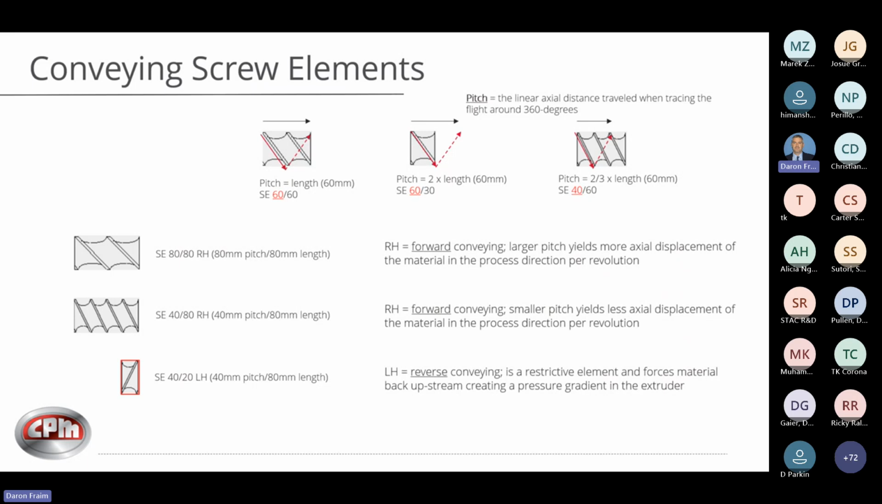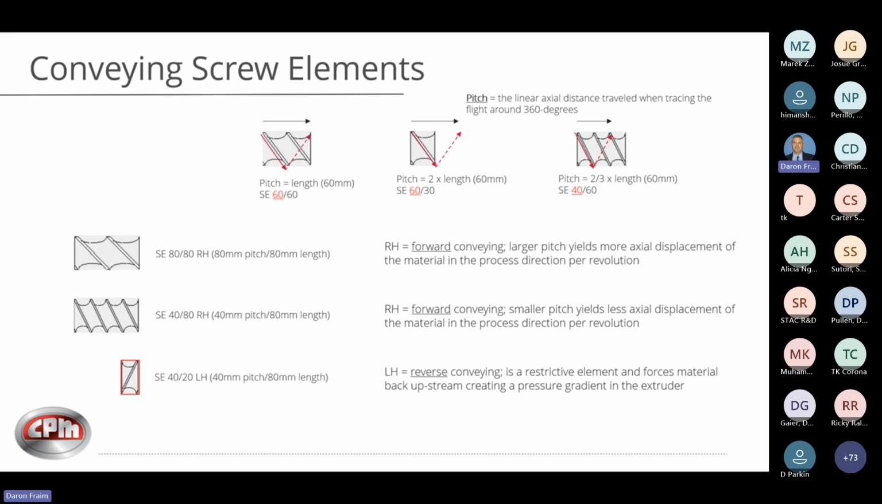So just to understand what the pitch is, the pitch is the linear axial distance traveled when tracing the flight around 360 degrees. You can see here I've got three examples to demonstrate this nomenclature. When we say SE 60, 60 being the pitch, 60 being the length, of course, the pitch is equivalent to the length. It takes one full revolution. You go the full distance of the element.